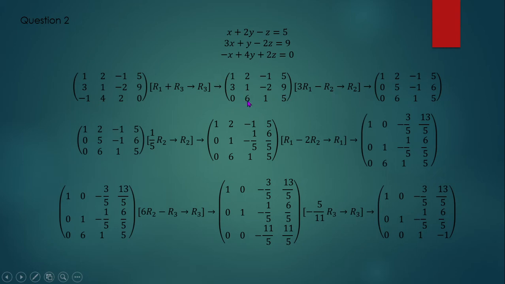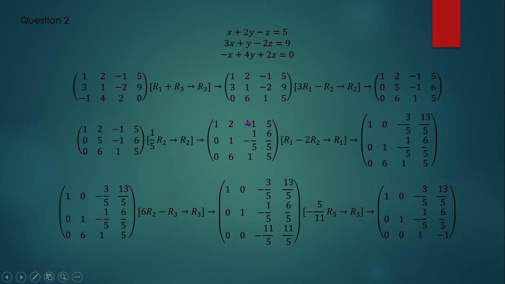Then next, I will make 3 into 0. So 3 R1 minus R2, substitute into R2. So we have 0, 5, -1, 6. This column is done. Next, I will make 5 the main pivot. Before that, I will make it into 1. R2 divided by 5, substitute into R2, we have 0, 1, -1/5, 6/5.